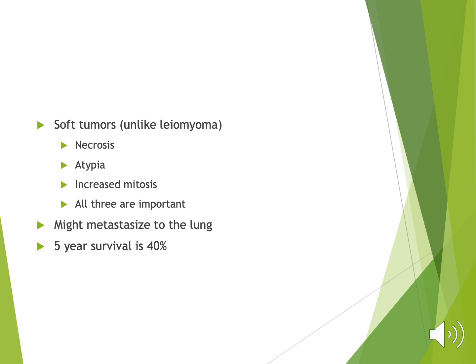Grossly, the tumor is soft, unlike leiomyoma, which is firm. It shows a combination of necrosis, atypia, and increased mitosis. These are the three features that we use to differentiate between leiomyoma and leiomyosarcoma. It has a tendency to metastasize to the lungs, and the 5-year survival is only 40%.